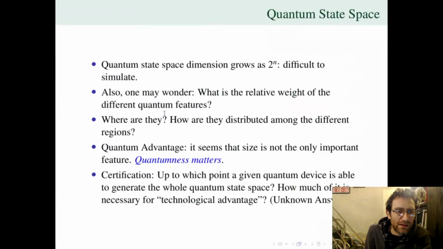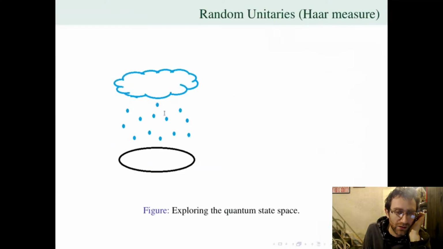And this discussion is also related to certification. You try to answer questions such as up to which point a given quantum device is able to generate the whole quantum state space, or how much of it is necessary for technological advantage. I will try to explain to you that this is to a certain degree not known. There are many unknown things.